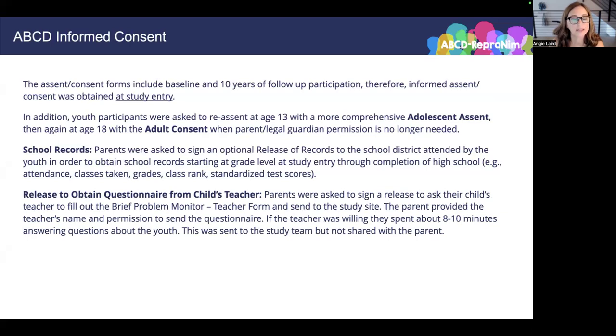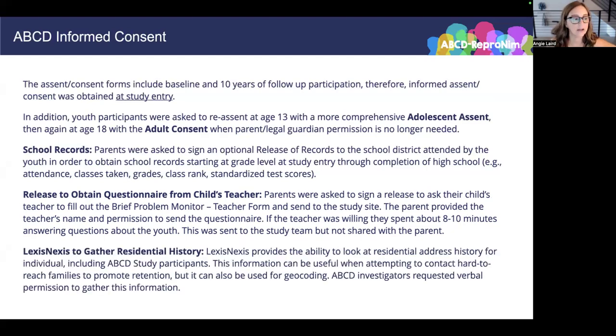There was also a release to obtain a questionnaire from a parent's teacher. Parents were asked to sign a release to ask their child's teacher to fill out the brief problem monitor teacher form and send it to the study site. The parent provided the teacher's name and the permission to send the questionnaire. If the teacher was willing, they spent about 8 to 10 minutes answering questions about the youth, and this was sent to the study team but not shared with the parent.